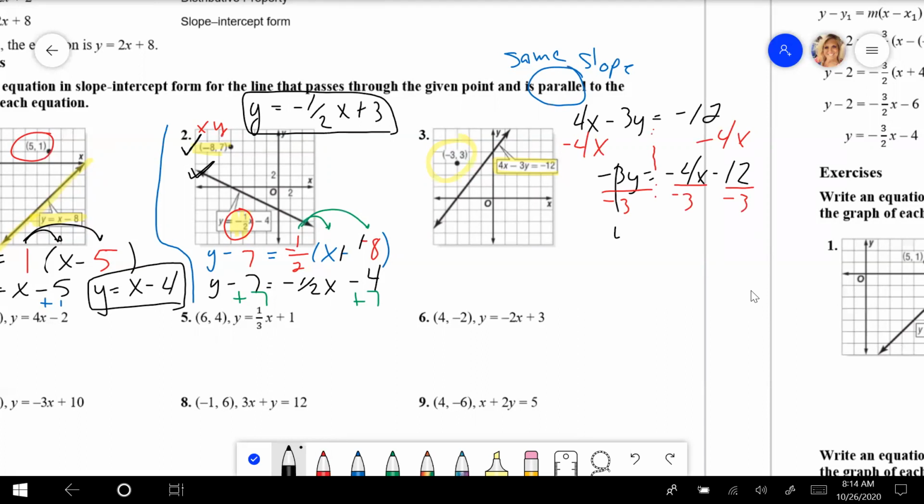These cancel to get 1. Y equals 4/3 x plus 4. But what we need out of that is this number right here because I need the slope, because the new line is going to be parallel.